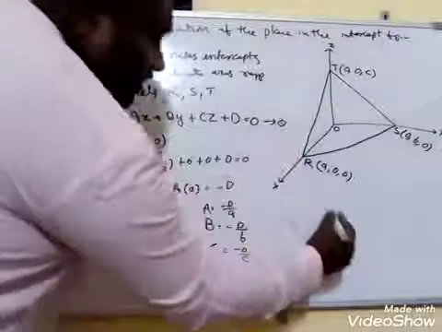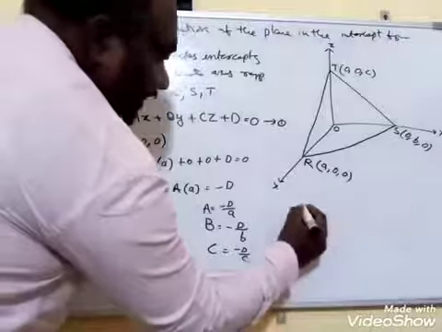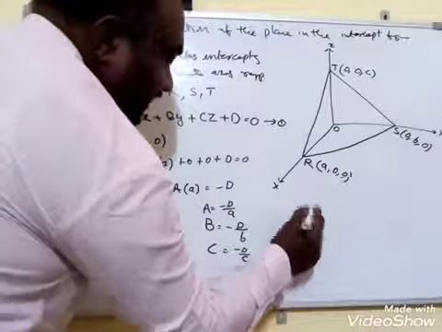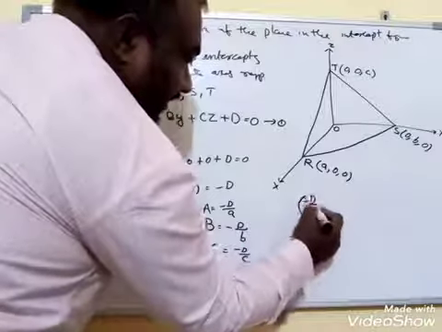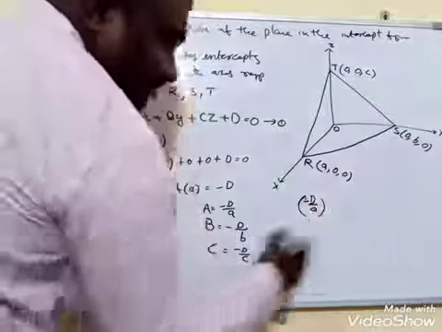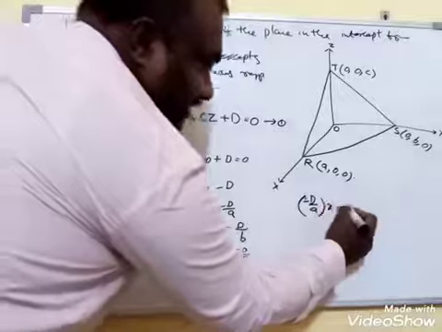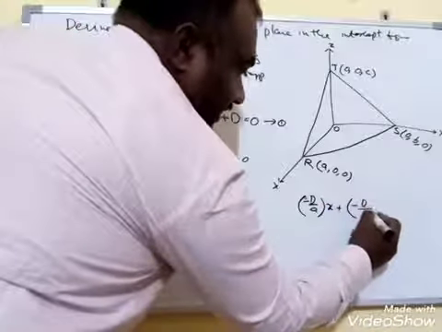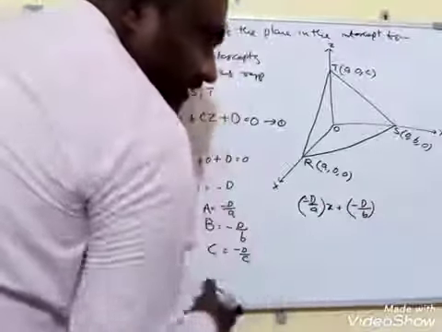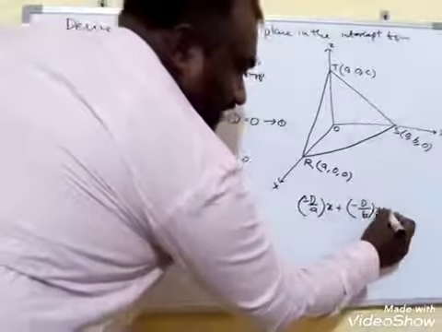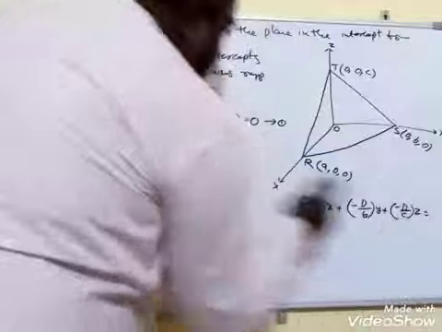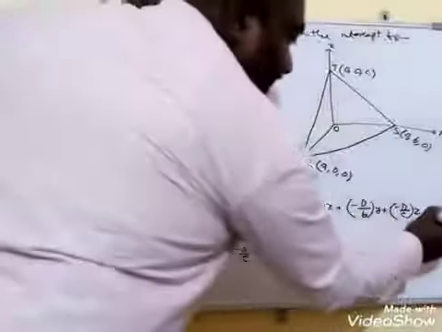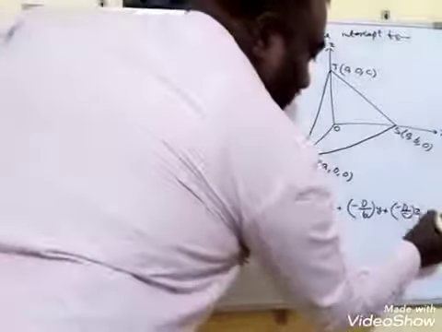What are you going to get? Observe here. Instead of a, you can write a into (-d/a) into x plus (-d/b) into y plus (-d/c) into z. I am taking plus d outside, it becomes -d. Otherwise keep the plus d, equal to 0.